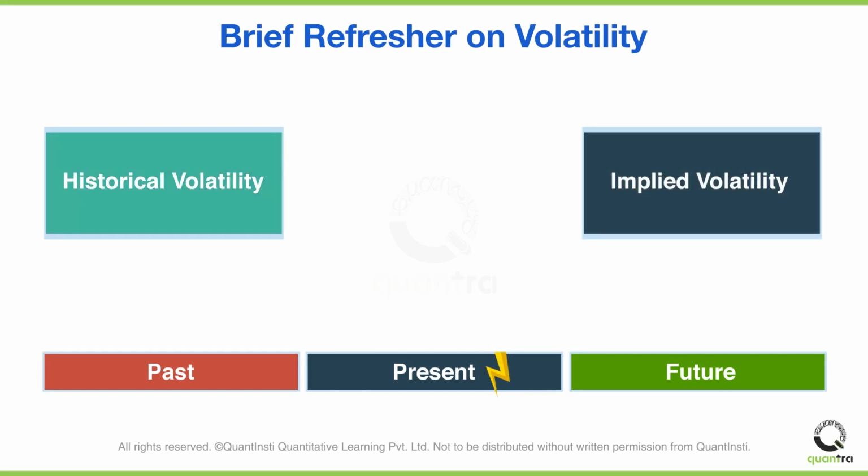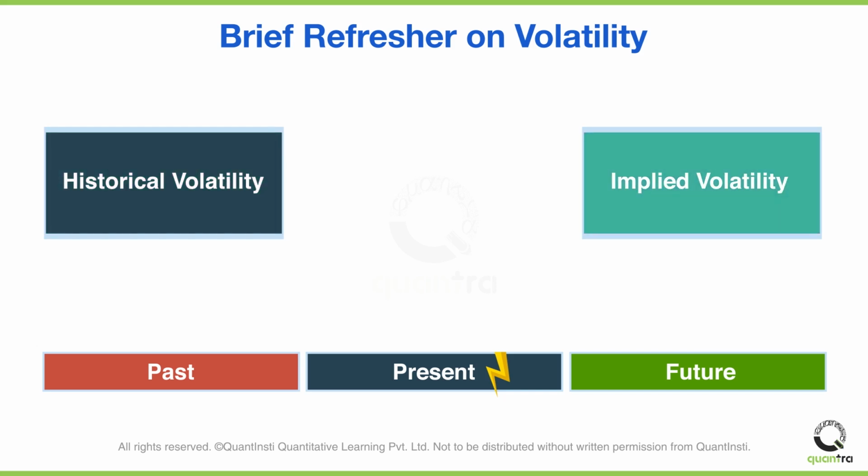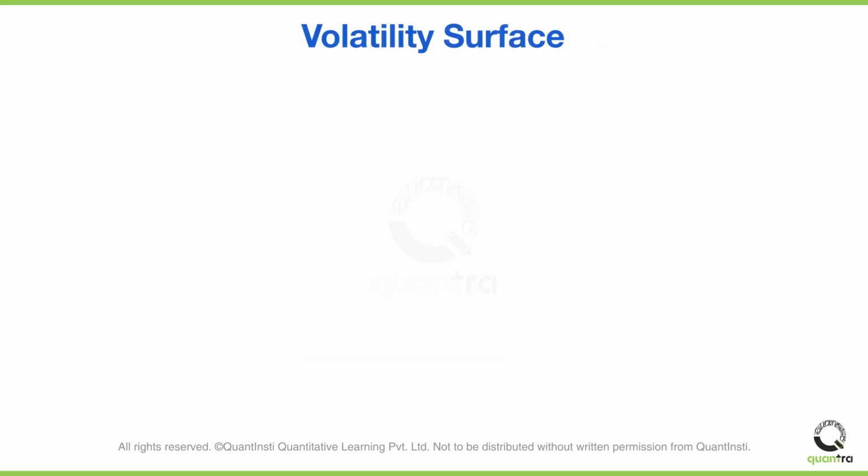There are broadly two types of volatility: historical volatility and implied volatility. Historical volatility looks at past data and calculates volatility in the past. Implied volatility tries to gauge future volatility using present data. Let us understand the volatility surface graph now.